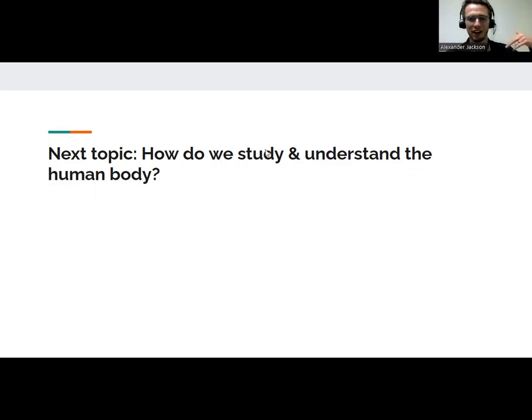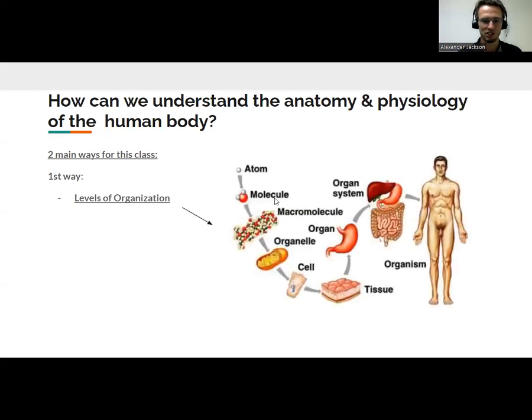How do we study and understand the human body? By looking at the levels of organization. So what are the levels of organization? Well, it's basically what are you made of down to the smallest unit, and then tacking on bigger and bigger units as they build up.